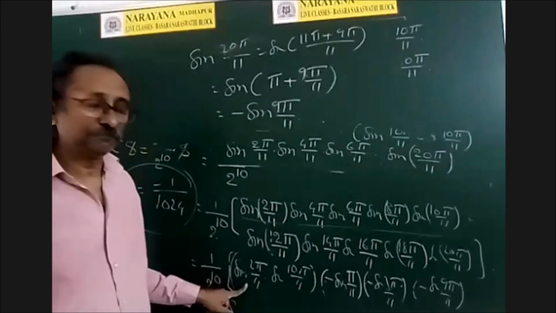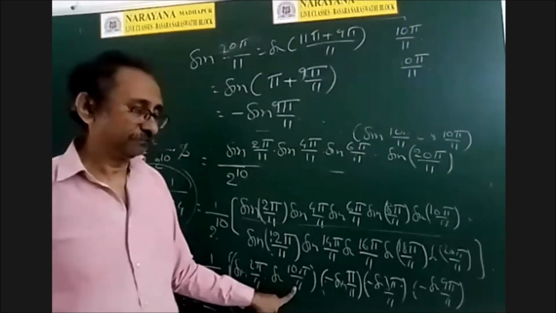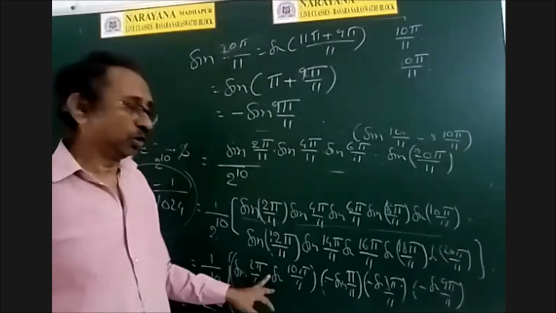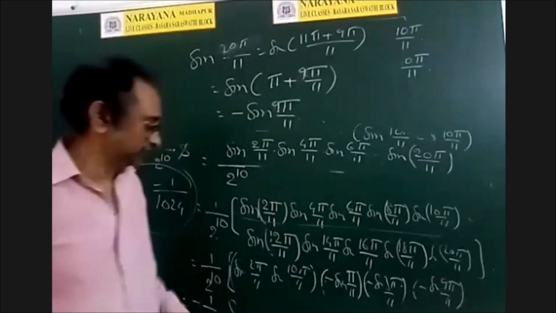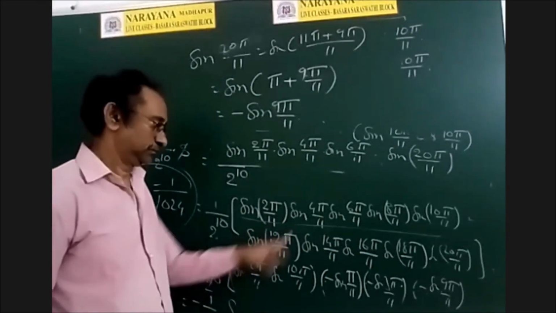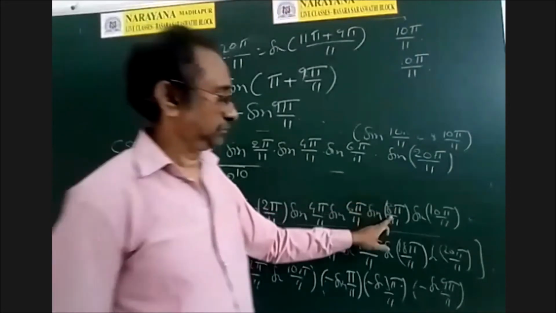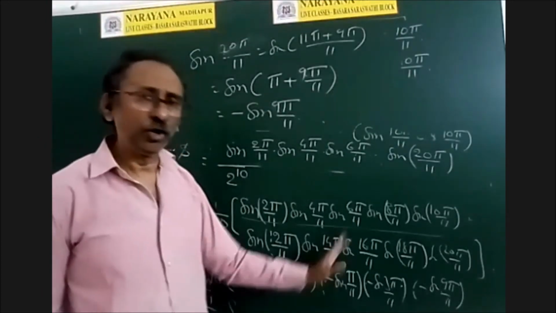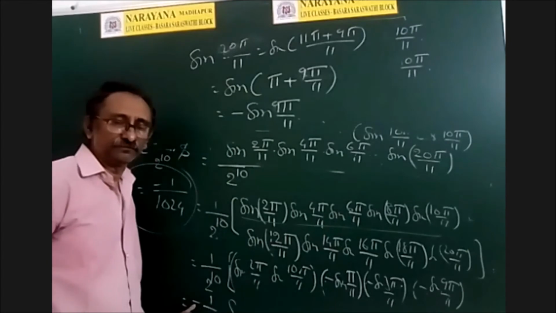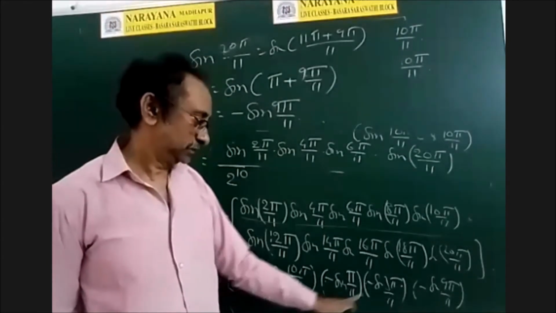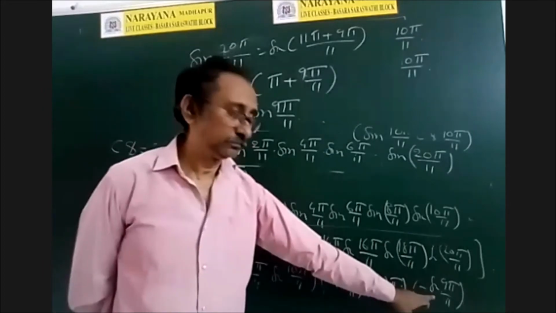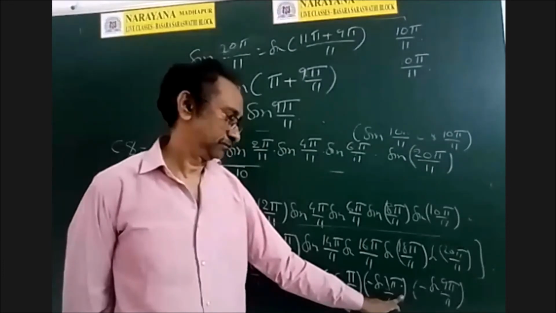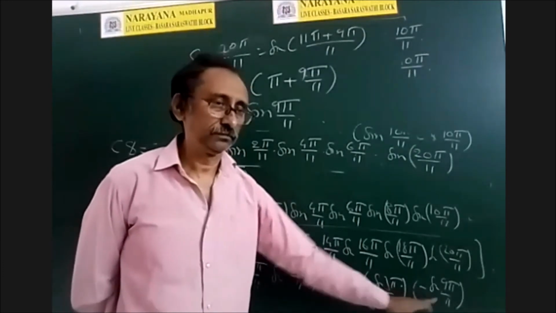Sine 2 pi by 11, sine 10 pi by 11, and between them all these are even coefficients: sine 4 pi by 11, sine 6 pi by 11, sine 8 pi by 11, sine 10 pi by 11. After that, minus sine pi by 11; the minus business is over. So then sine pi by 11, after that sine 3 pi by 11, and between them sine 5 pi by 11, sine 7 pi by 11, sine 9 pi by 11.